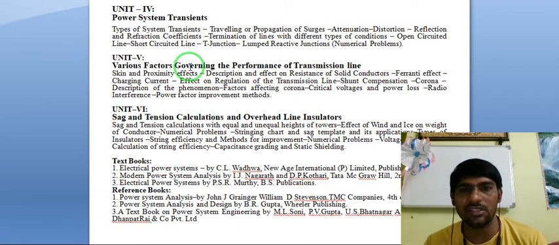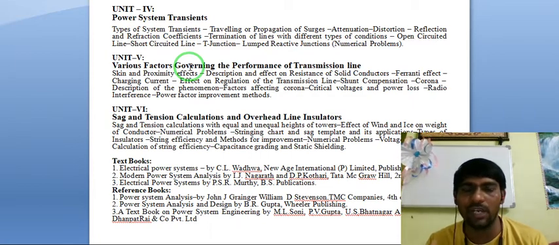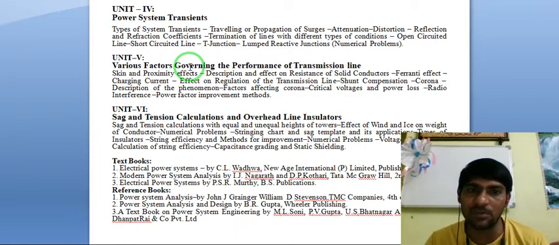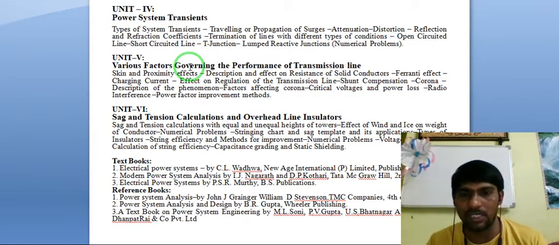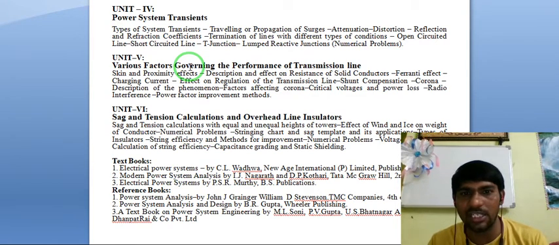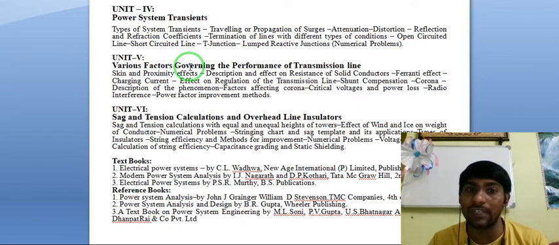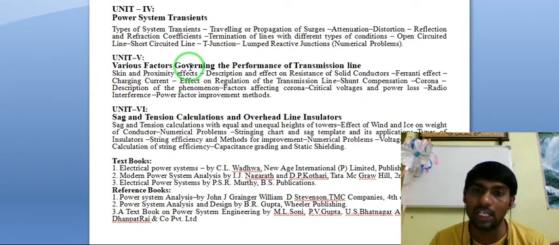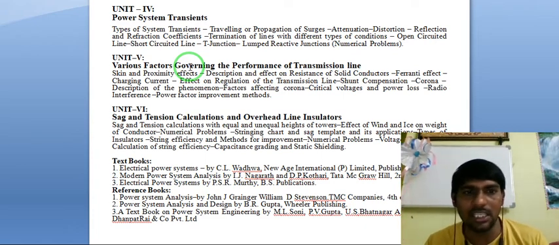These are the factors which influence the performance of the transmission line. Our ultimate goal is to find the performance of the particular transmission line. So all these influence the performance of the transmission line, that is, the efficiency varies. When these effects vary, the efficiency as well as the regulation of the transmission line also varies. How do regulation and efficiency vary when skin effect, proximity effect and Ferranti effect occur in the particular line, as well as corona in the transmission lines? This is about the various factors governing the performance of the transmission line, that is unit number 5.